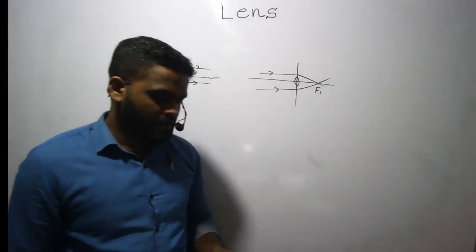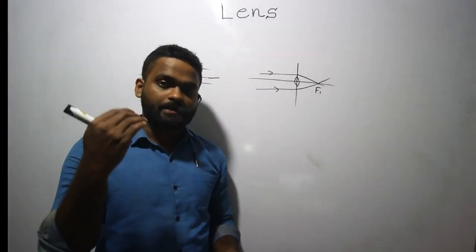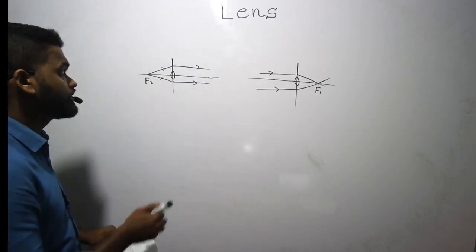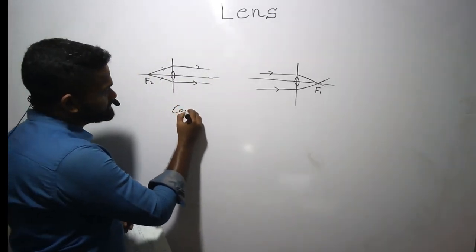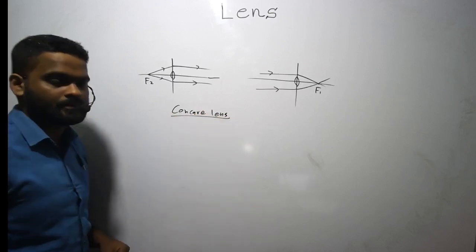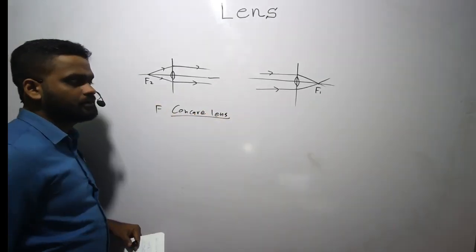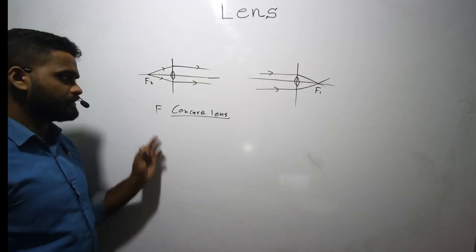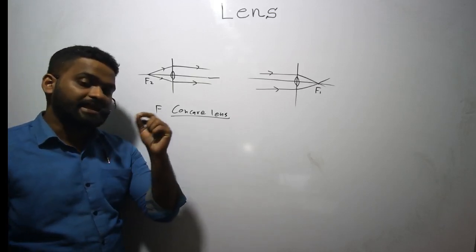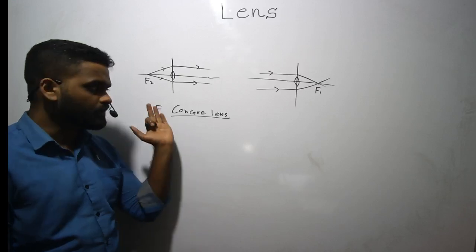Okay, right. Then write the subtopic: focus of a concave lens. That is capital F, right? Focus means capital F. Focal length is what we call simple f. Focus is capital F, right?